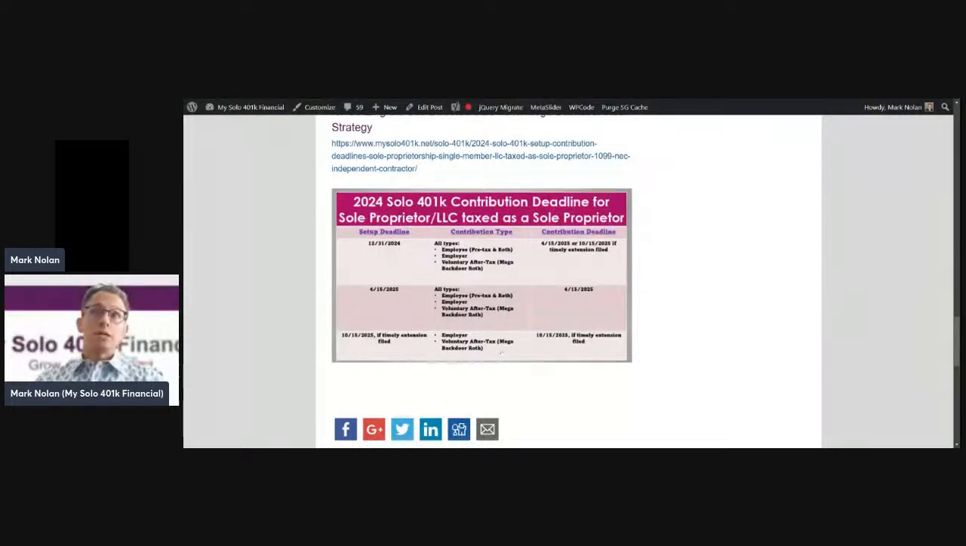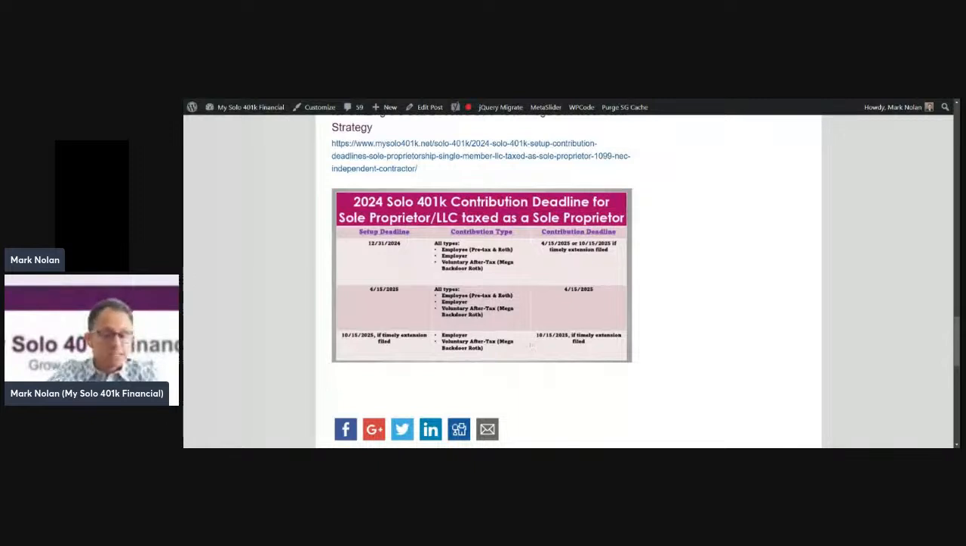2024. So again, if you already have a solo 401k plan, then this also applies to you. You have until October 15 of 2025 to make voluntary after-tax solo 401k contributions and then convert them over to the Roth solo 401k or to the Roth IRA. Or if you're opening a solo 401k for the first time, you can do it now here in 2025 as well by April 15 of 2025.